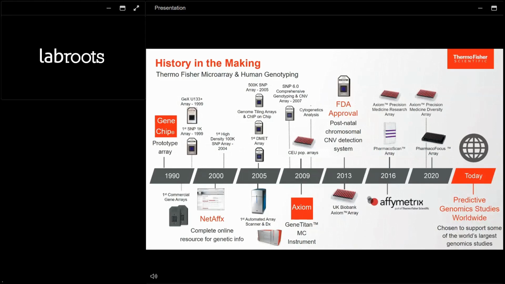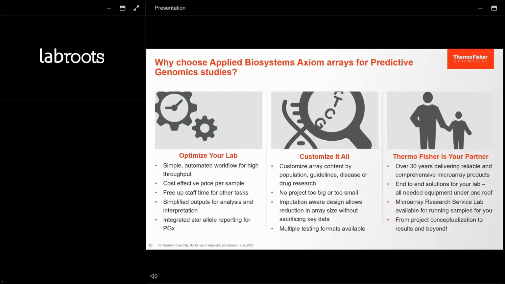So today we are really the world leader in some of these predictive genomic studies worldwide, because of the utility of the arrays, the customizability of the arrays, and the ease of these workflows. So why have the Axiom arrays for predictive genomics been so well utilized? For one thing, the workflow is automated and very simple, and as I've mentioned, amenable to high throughput applications. Per sample, it's very cost effective because it can get a very large amount of data very efficiently. And because the workflow is automated, it can free up staff time for other tasks. The data output and analysis is very straightforward, using customized and specific software. Finally, for pharmacogenomics, the star alleles that are commonly seen and sometimes a problem for PCR-based assays can be accommodated in the PharmacoScan arrays.